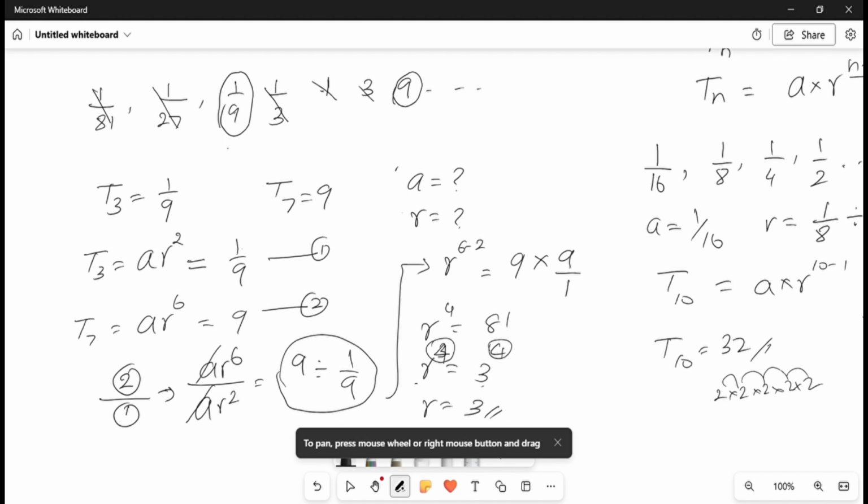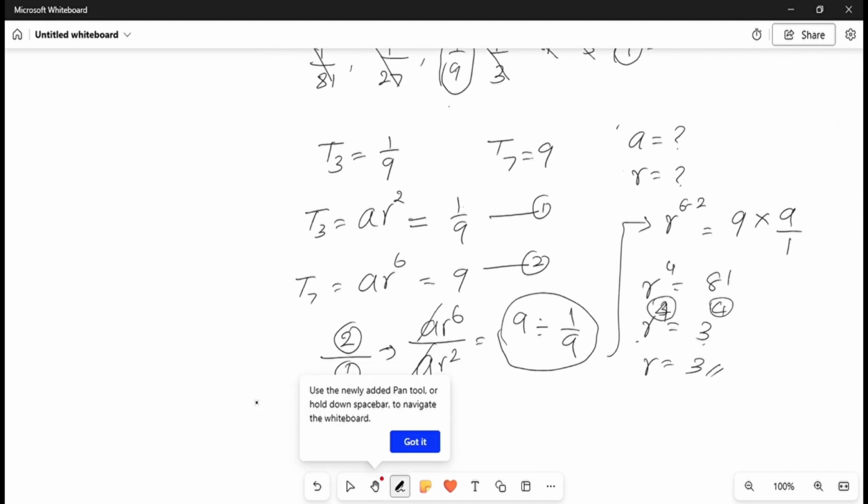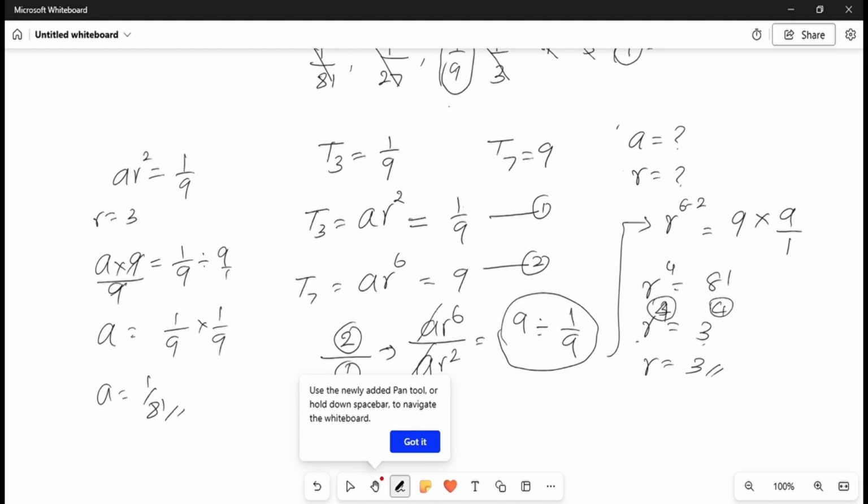After finding R, we have to apply this R in any of these equations and find A. If you take the first equation, AR squared is 1 over 9. Here R is already given 3. So A into 3 to the power 2, which is 9, is 1 over 9. So if you divide by 9 on both sides, A equal 1 over 9 into this reciprocal, 1 over 9, A equal 1 over 81. So the answer came. So this is how we have to find it.